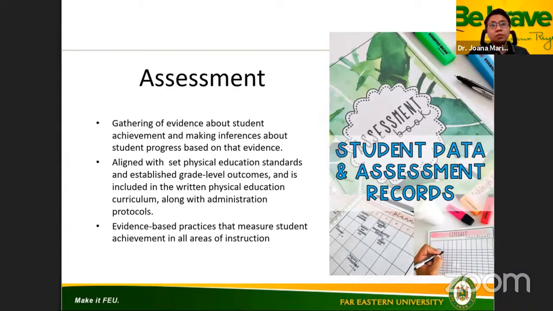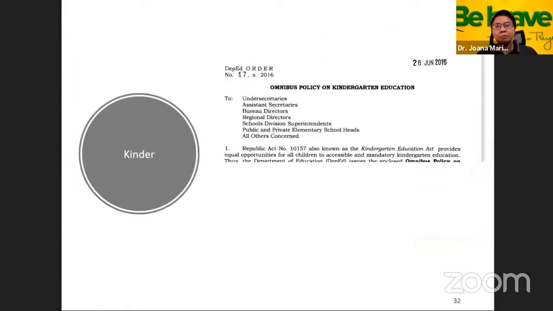And aligned with the set of physical education standards and established grade level outcomes and is included in the written physical education curriculum along with administration protocol. So evidence-based practices that measure student achievement in all areas of instruction. So simula tayo dito sa kinder. So for kinder kasi, hindi pa siya kasama sa physical fitness test. I know that you are very familiar with the physical fitness test, yun yung ginagamit natin to measure the fitness level of the students in basic education.